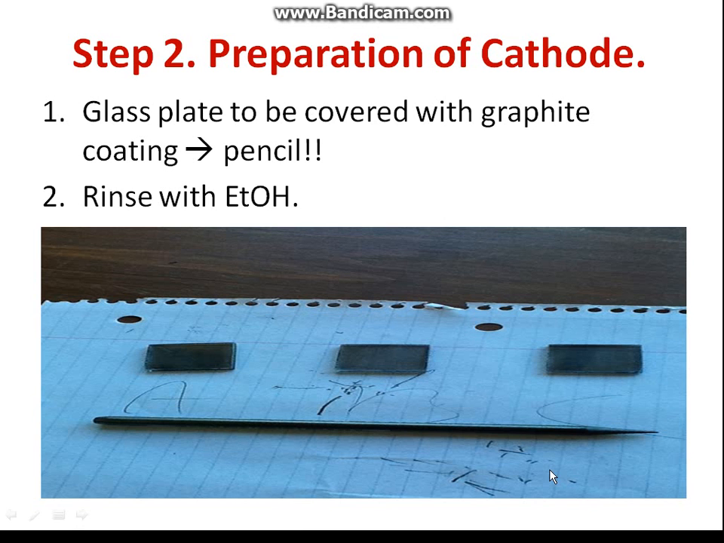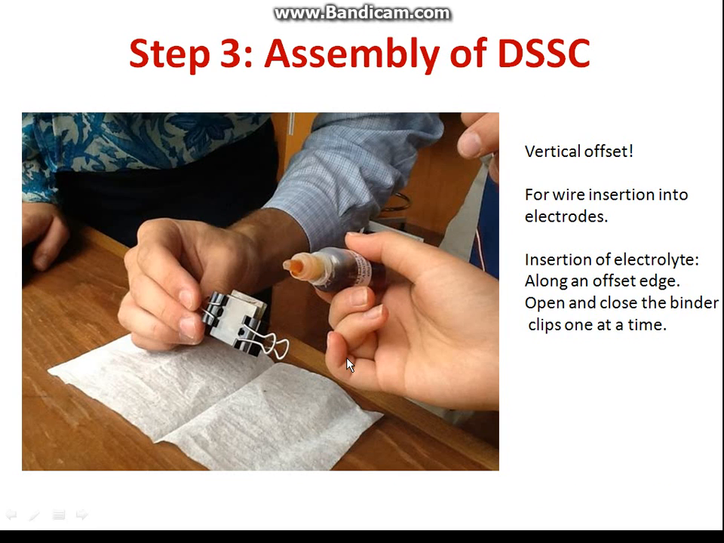Then we need the cathode, for which you need an inert electrode. So we go in for graphite. You just scratch the conductor surface of the ITO glass with your pencil, and then you have your cathode ready. And the last part is the putting together of these two electrodes.